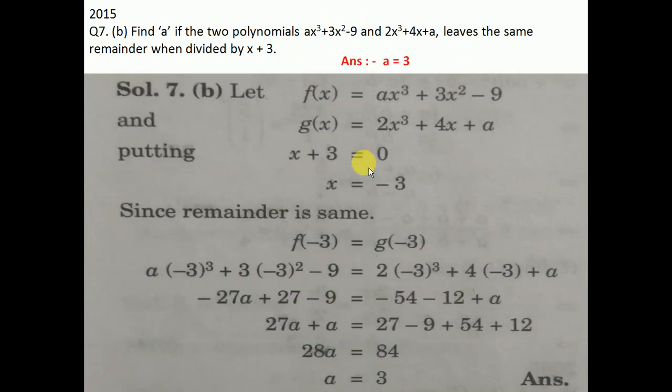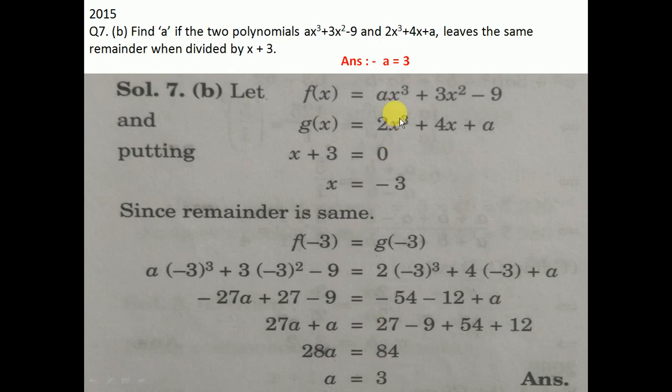Each and every solved example is very, very important. Whatever I have selected is really useful for our board exams. Now, the first one is ax³ + 3x² - 9, with x = -3. First case and second case, the remainder is the same. So substitute it here, substitute it here, then simplify. On both sides, 1a is there. Bring all a's to one side, constants to the other side. 27 + a is 28a, and here it becomes 84. a = 84/28, which is nothing but 3.